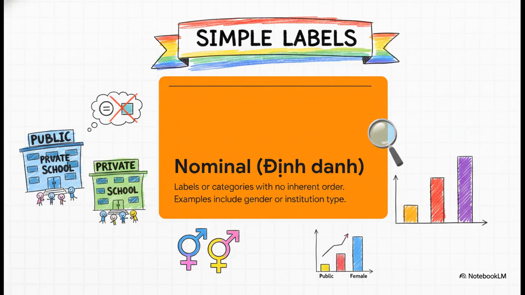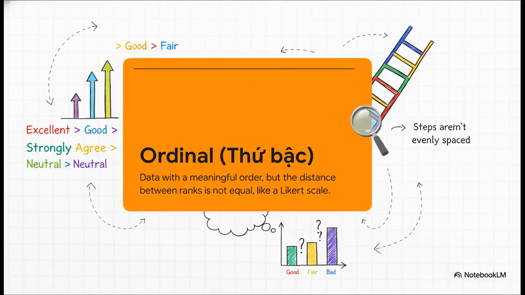The easiest way to think about this is they're just labels, they're categories. You can count them for sure, but you can't logically put them in any kind of order or do math with them. Like, you can count how many public and private schools you have, but it makes zero sense to say public is somehow greater than private, right? They're just distinct groups.